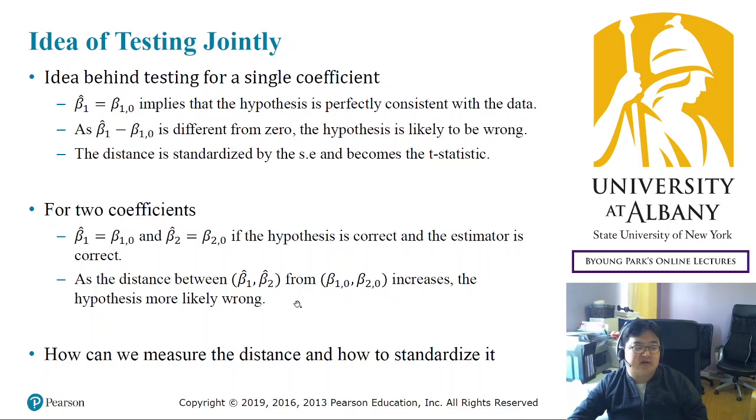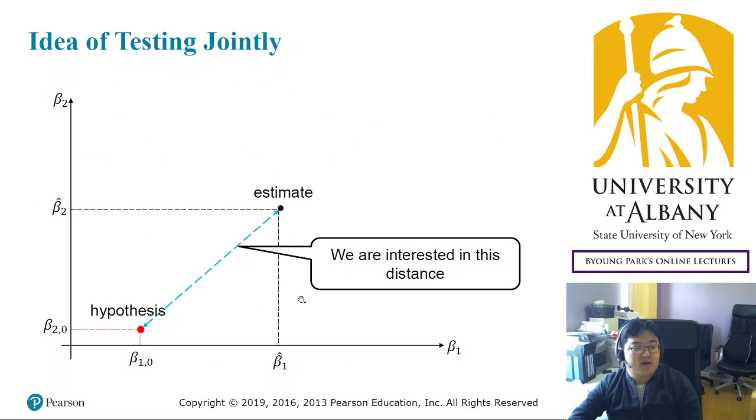The distance can be easily understood by a picture. Suppose it's a two-dimensional plane, beta 1, beta 2. Beta 1 and beta 2 are here and there. And suppose that your estimate is here and your hypothesis is here. So you believe that beta 2 is very small and beta 1 is about here. But after estimating them, you get quite different values. Beta 1 hat, beta 2 hat are both larger than you expected.